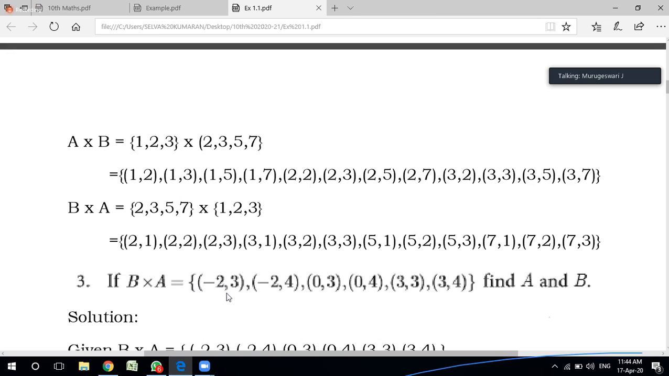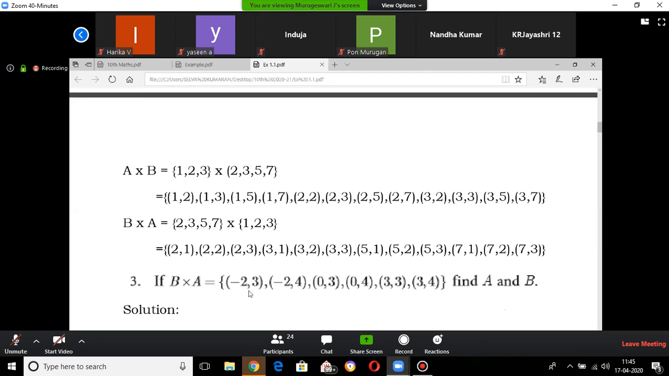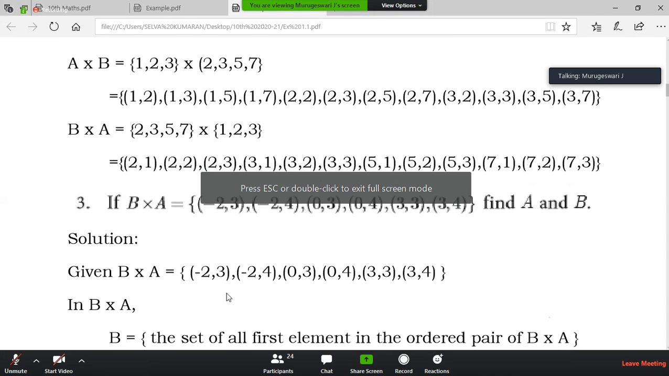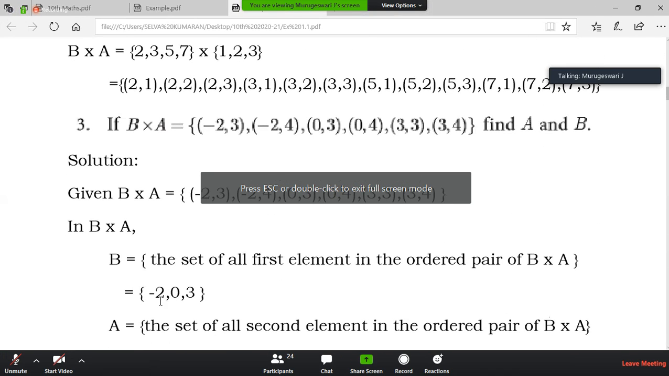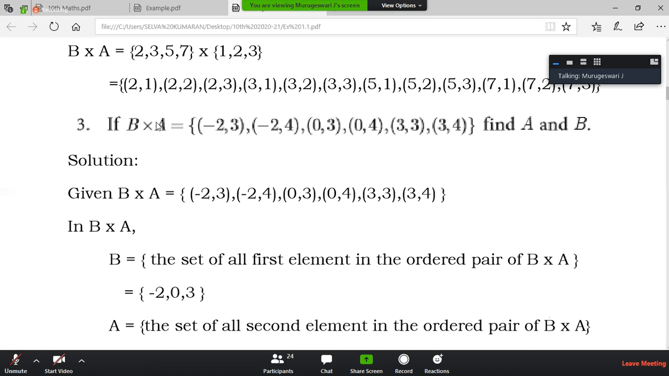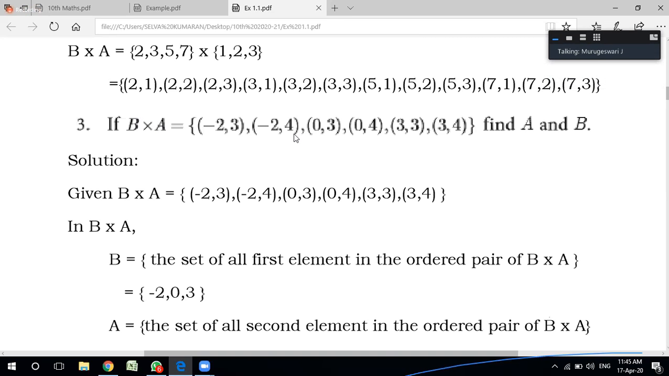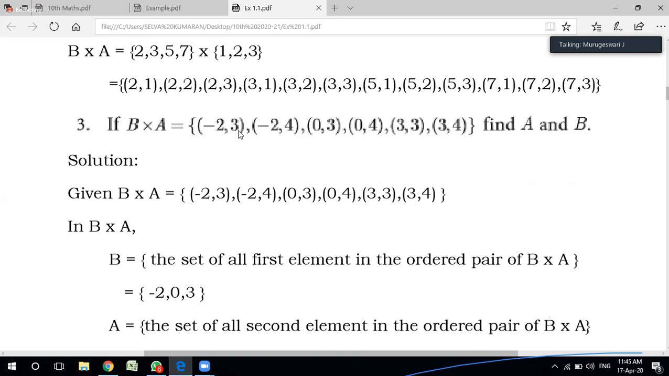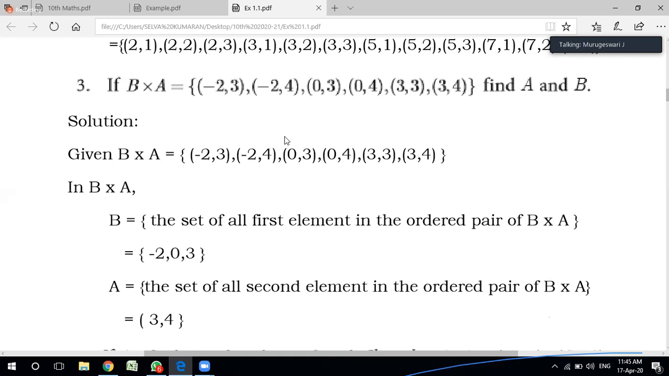So what is B? The set of all first elements in the ordered pairs: -2, 0, 3. Don't repeat the terms, write each one time only. So B equals {-2, 0, 3}. And A is the set of second elements of all ordered pairs. What are the second elements? 3, 4. Only two elements. So A is {3, 4}.